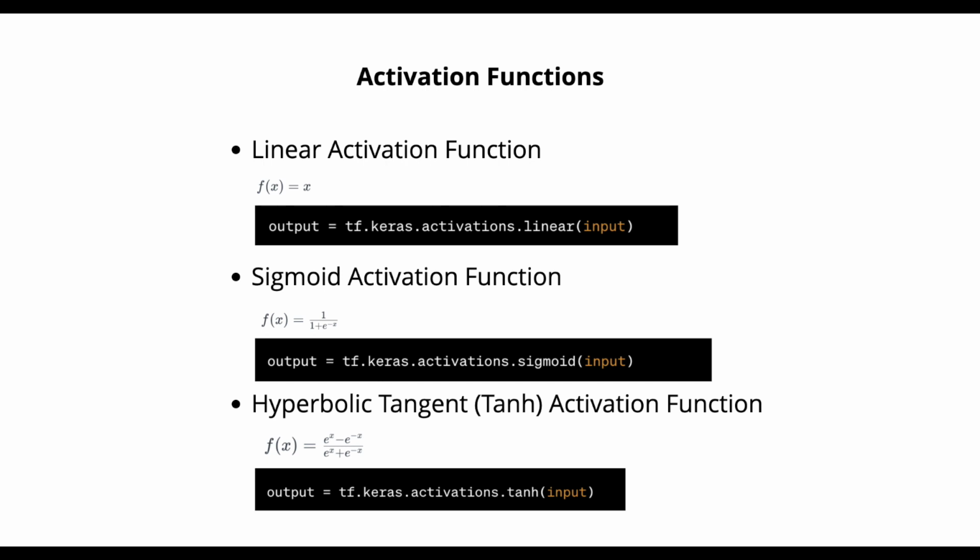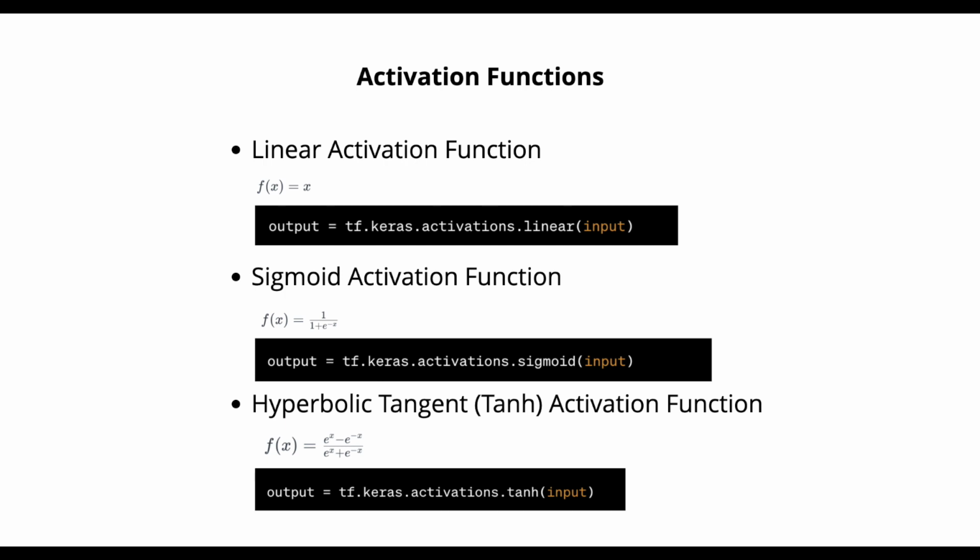The first one that we'll look at is the linear activation function. The linear activation function simply passes the input unchanged, making it suitable for regression tasks where the output can be any real number. However, it's rarely used in hidden layers of neural networks due to its limited representational power. Mathematically, you'll write it as f(x) = x, or function of x is x. TensorFlow usage is output = tf.keras.activations.linear and pass the input there.